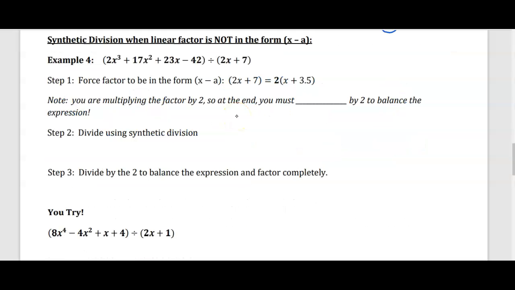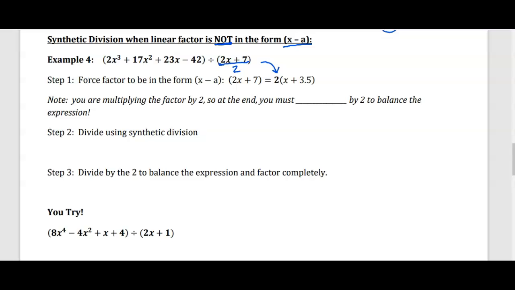Okay, so in example 4, we have 2x plus 7 as our linear factor that we're dividing by. Now that is not in the form x minus a, so we're going to make sure we put it in that form. So what you're going to do is distribute out the 2 so that you get the x minus a. So when we divide everything by 2 here to take it out to the front, we end up with x plus 3.5 in the parenthesis.